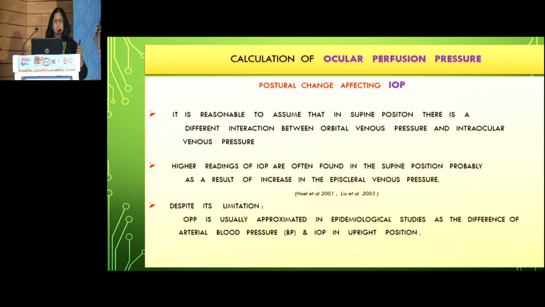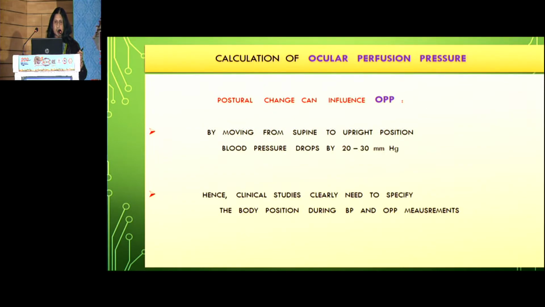So, it is reasonable to assume that in a supine position, there's a different interaction between orbital venous pressure and the intraocular venous pressure. Higher readings of intraocular pressure are often found in the supine position, probably as a result of increase in the episcleral venous pressure. So despite its limitation, OPP is usually approximated in epidemiological studies as the difference of arterial blood pressure and intraocular pressure in the upright position.